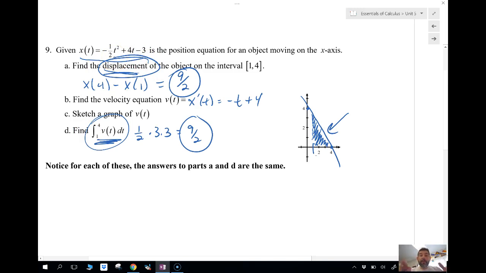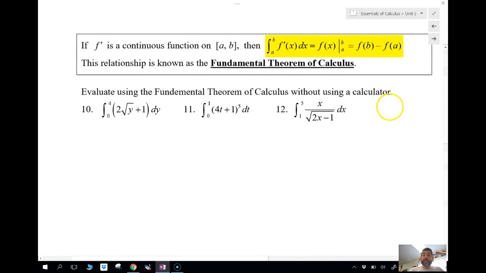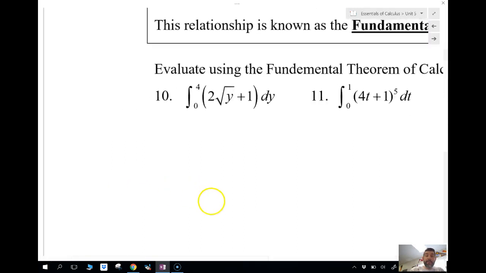So notice that all those answers came out the same. That gives us what we call the fundamental theorem of calculus. Basically, if we take the antiderivative and we evaluate it from A to B, we're going to plug in B and subtract what we get when we plug in A, and that's known as the fundamental theorem of calculus. So let's take a look at 3 examples here of the fundamental theorem of calculus.